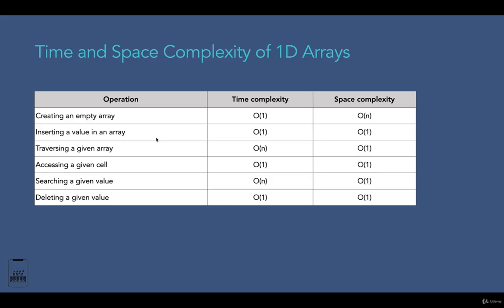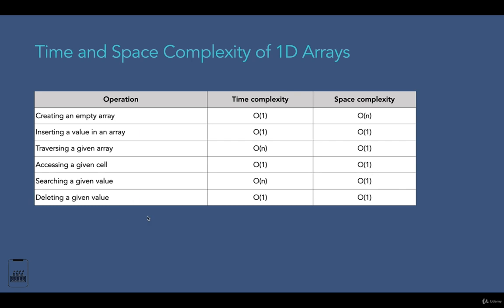Now the next operation is searching a given value in an array. When we are searching a given value in an array, we are doing a linear search. This means that we are visiting all elements one by one and checking whether this is the element that we want to find or not. In the worst case, we can visit all elements of the array and not find our value. So in the worst case it will take O(n) time complexity. Like in the traversal, we are just visiting the elements of the array, so it will not take any extra space, so the space complexity is O(1).